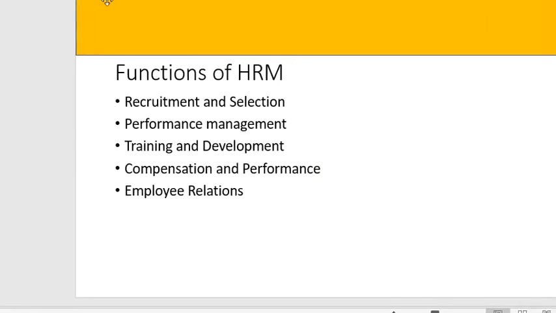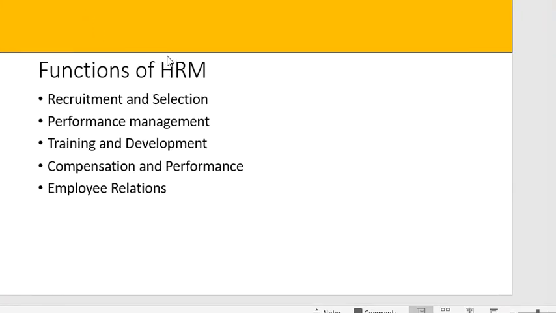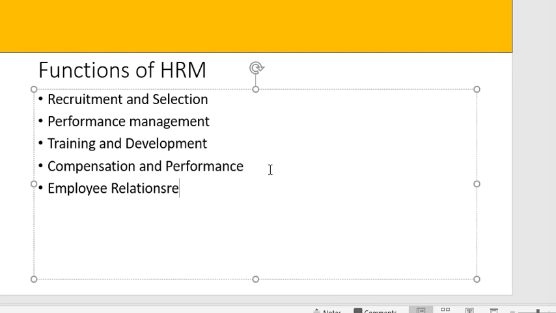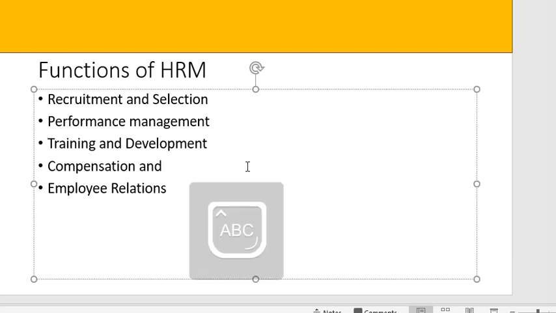So some of the functions of HRM we will look at are recruitment and selection, performance management, training and development, compensation and rewards. It's not performance, compensation and rewards, and employee relations. So these are the functions of HRM, and this is something you need to remember. You can club all the other activities within these functions. So I'll just type it here, compensation and not performance. I'll correct it right away. It is rewards.